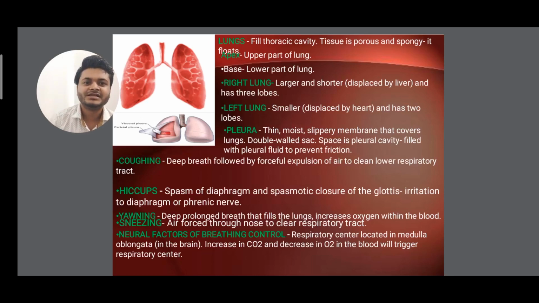Next, neural factors of breathing control. What are the neural factors that control breathing? The respiratory centers are located in the medulla oblongata in the brain. So the medulla oblongata of the brain is responsible for the respiratory system's neural mechanism. An increase in carbon dioxide and decrease in oxygen in the blood will trigger the respiratory center. So whenever in our body we have a carbon dioxide increase and less oxygen, that time the neural control will start.